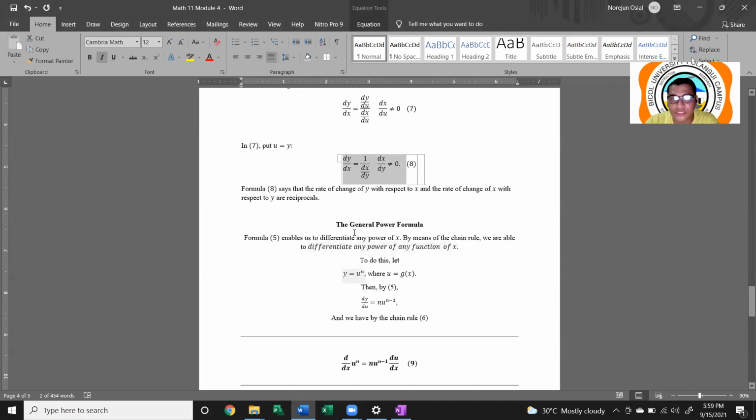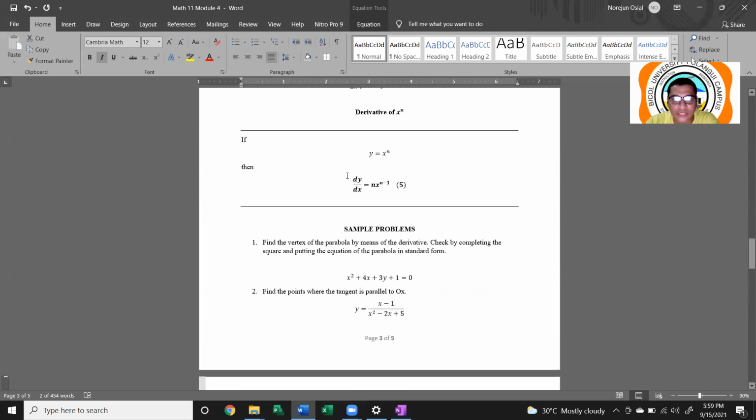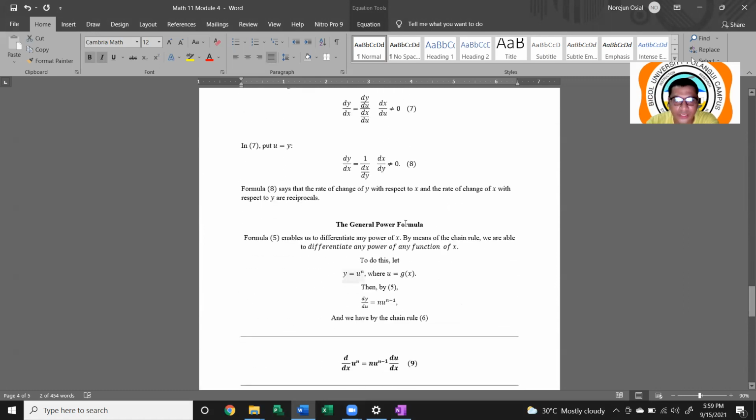Now let's proceed to the general power formula. From formula 5, the derivative of x raised to n, formula 5 enables us to differentiate any power of x. By means of the chain rule, we are able to differentiate any power of any function of x. So using the chain rule and formula 5, we can differentiate any function raised to a certain power.